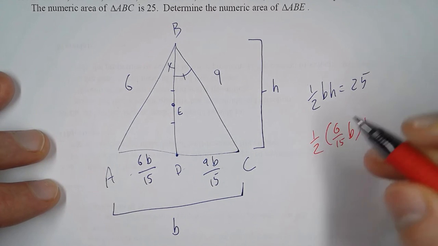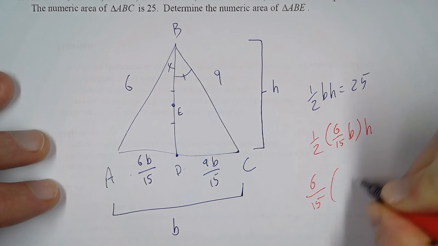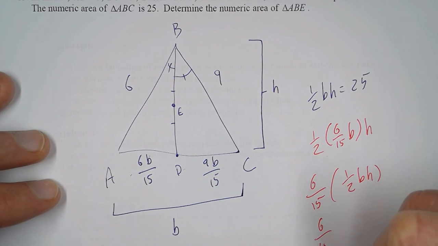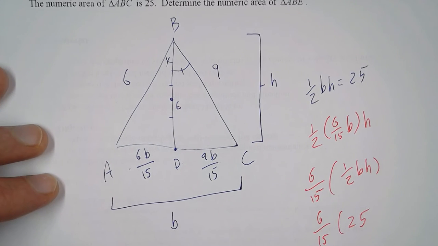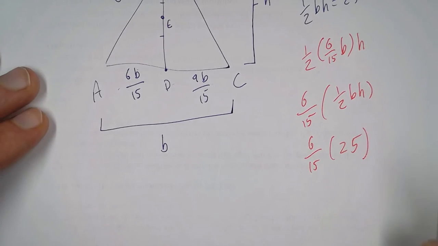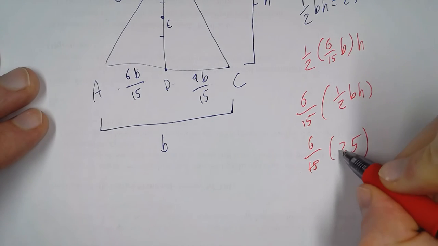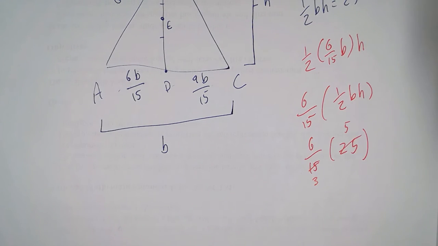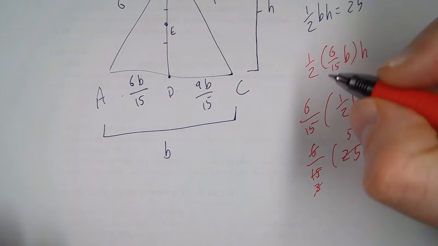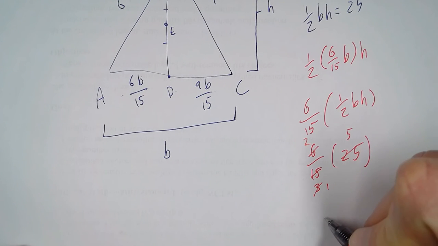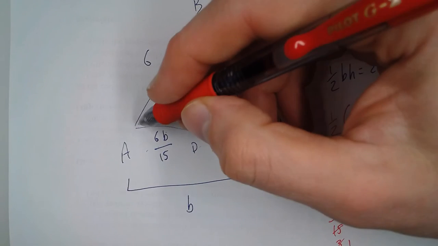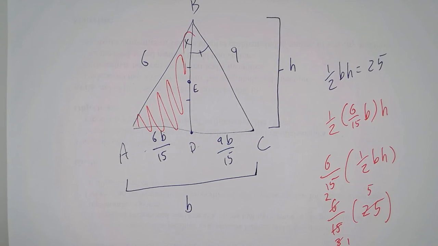Now if I pull out the 6/15, then I have 1/2 base times height, which we know is 25. Okay, so let's see, I can cancel a 5 out of both of these, so we're left with a 5 and a 3, and we can cancel a 3 out of each of these, so that's 2 and 1, so that means we have 10. Now 10, unfortunately, is not the answer. 10 is the area of this part of the triangle.